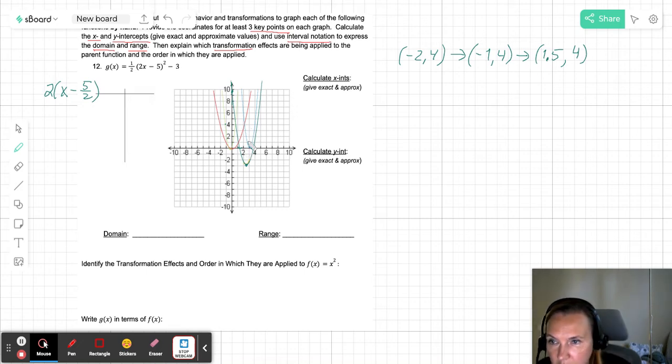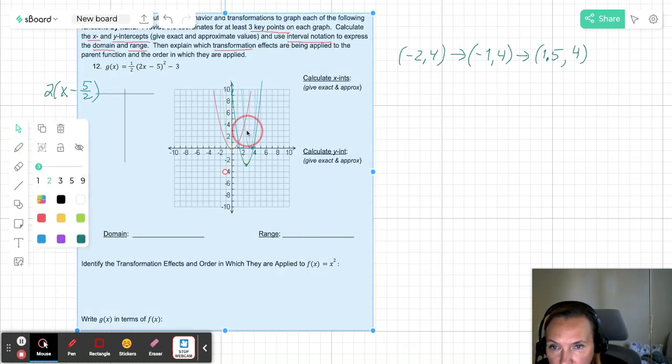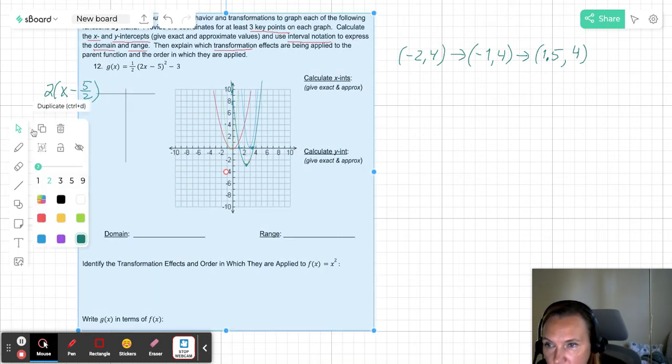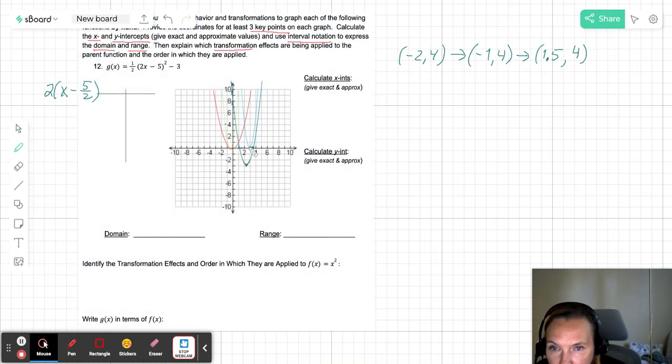So it looks like I'm a little bit off, and I don't know if I can move this parabola. Yeah, I cannot move this parabola. So this blue parabola actually should be going, the vertex should be somewhere over here. And then the point that I'm talking about should be 1.5 comma 4, so it should be over here. And then the other point should be over there. Okay.